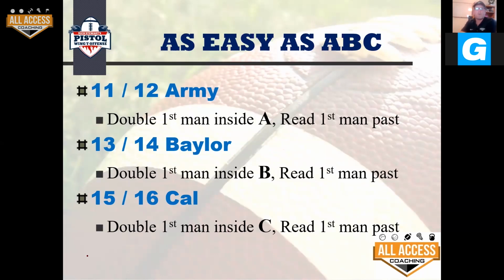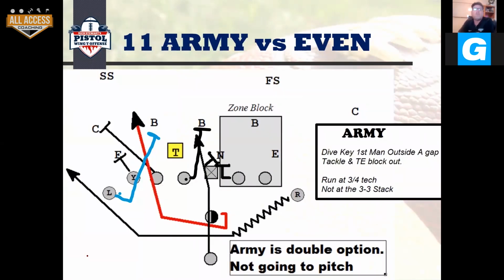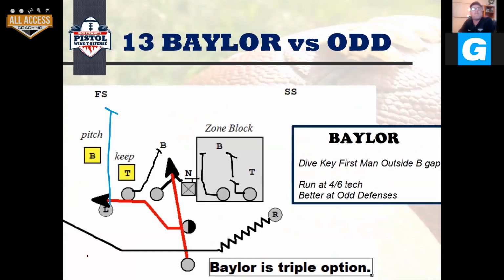This all leads up into our power read game. Okay, quarterback and tailback. I told you, tailback runs at the double team. Quarterback puts the ball in front of the double team. So here's the play, Army. Double the first man inside the A, leave the first man outside alone. Here's inside veer. Double the first man inside the B gap. So if this nose guard was a head up two, our tackle and guard would double team him. If he was in the A gap, the center would scoop and we double him in the A gap. Here we're doubling a zero. Whoever the first man inside the B gap is, that's who we double. First man past the B gap, we leave him alone, okay?